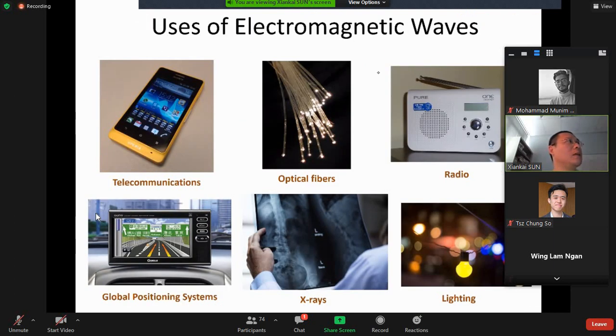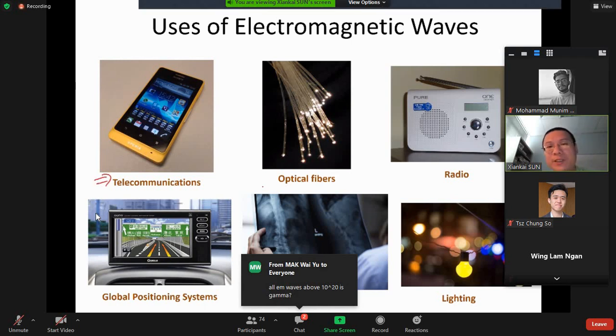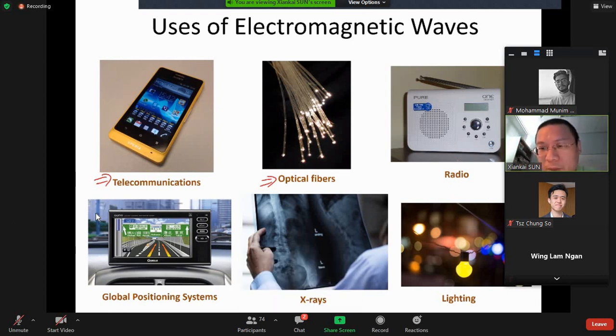So nowadays, electromagnetic waves are everywhere. People use them for telecommunication, for transmitting information through the undersea cables by using optical fibers, and also radios, GPS for positioning your location, X-rays to get images of your organs, and last one, lightings. So all of this cannot be possible without electromagnetic waves.